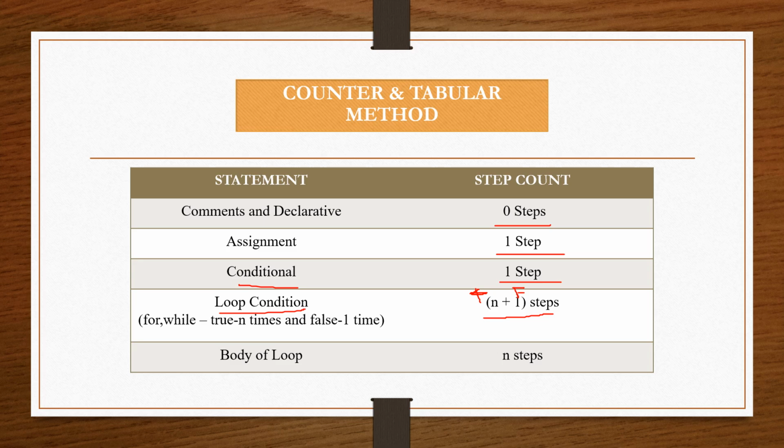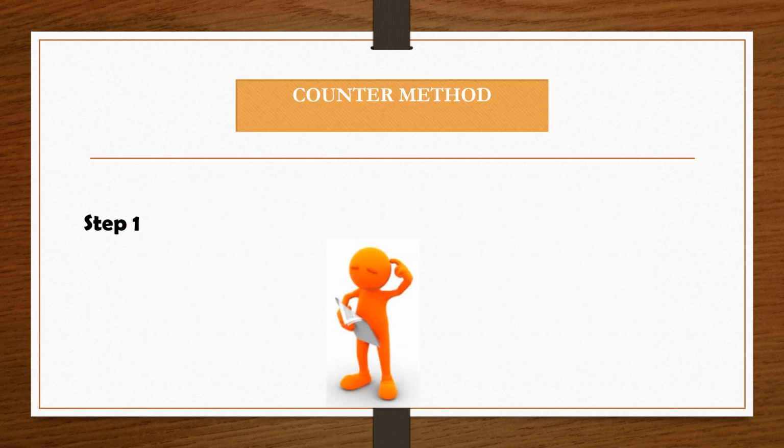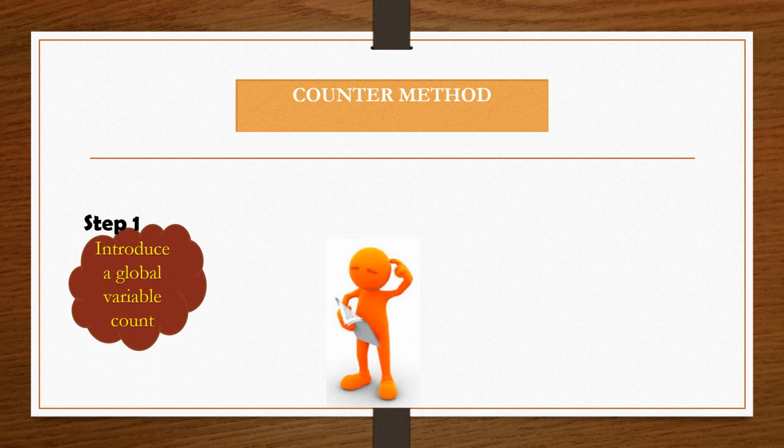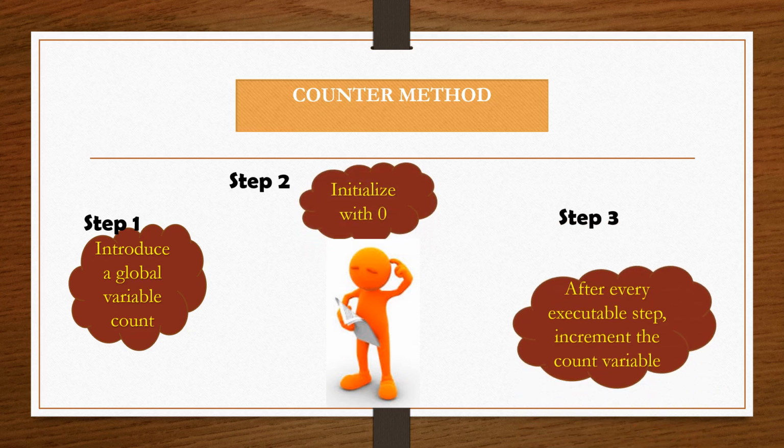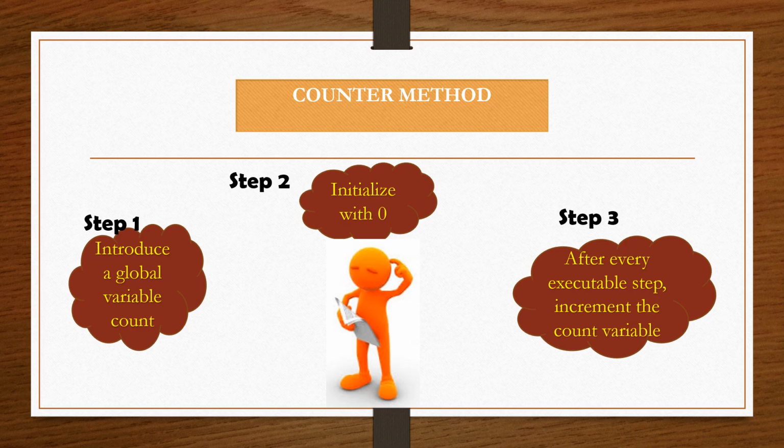The statements inside the body of the loop will be executed only when the loop condition is satisfied, that is, true. Since this n is there, the same n will come here also. So that is why the body of the loop executes n steps. Let us see the steps involved in this counter method. Step 1: we introduce a global variable called count. Step 2: we initialize that variable to 0. And step 3: we increment the value of the count variable for every executable step.